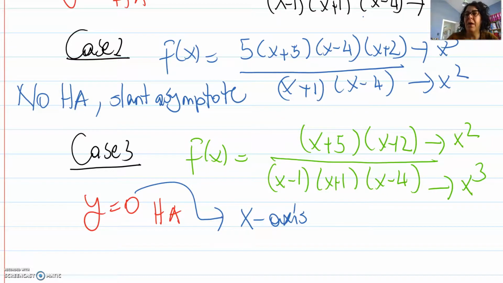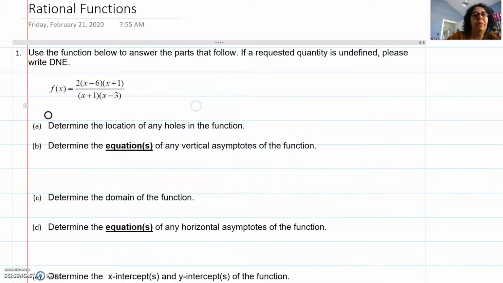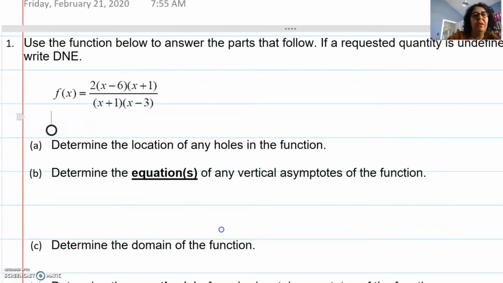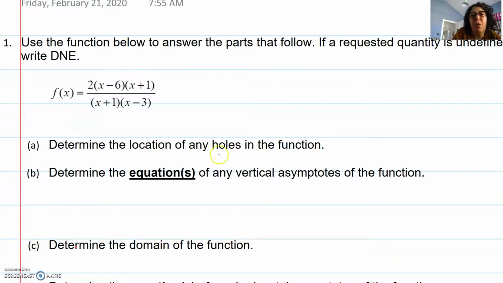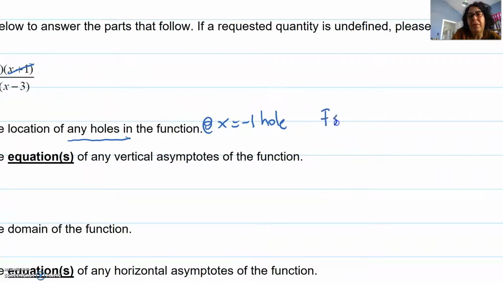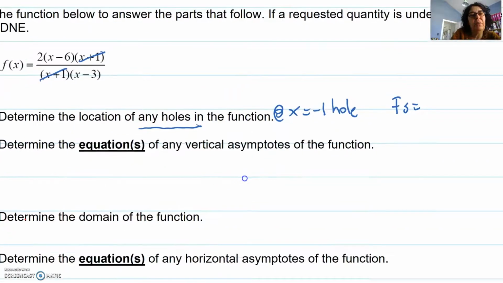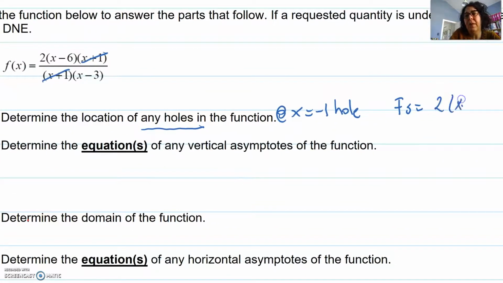Okay, having that knowledge, let's go back to our rational function problem. So this is our rational function. We're going to start by finding the holes. There is a hole from the exact like terms. Then at x equals -1, we do have a hole. However, we need to write down the simplified version of the function, which will be 2 times x minus 6, all over x minus 3.